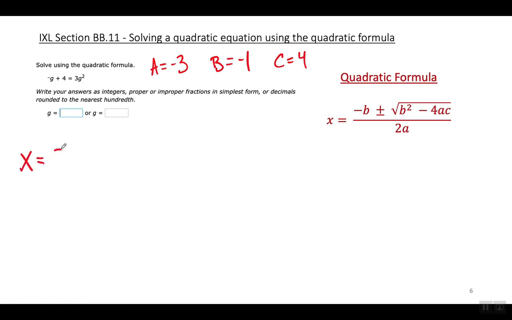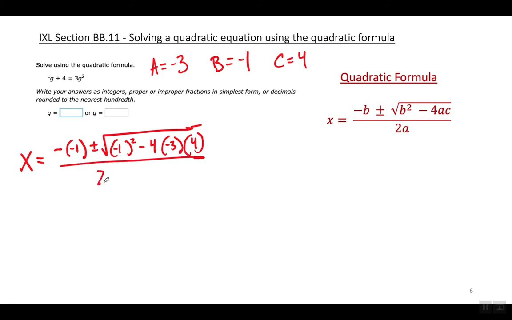So X equals negative B, which is going to make it negative negative 1 plus or minus the square root of B to the second power, so negative 1 to the second power, minus 4 times A, which is negative 3, times C, which is 4, over 2 times A, which is negative 3. Okay, so when I simplify that, I'm going to get positive 1 plus or minus the square root of negative 1 to the second power is 1. When I multiply these three numbers together, I'm going to get 12 times 4, which is 48, so 1 plus 48, over 2 times negative 3, which is negative 6.